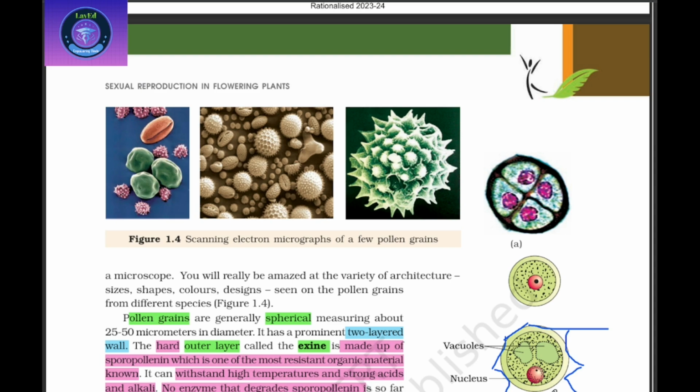Now look, this is the inner layer. You can see this inner layer. It is made up of cellulose and pectin. Make it very clear: this is made up of cellulose and pectin. It is a continuous layer. Nothing much to say. Let's read what is given in NCERT.